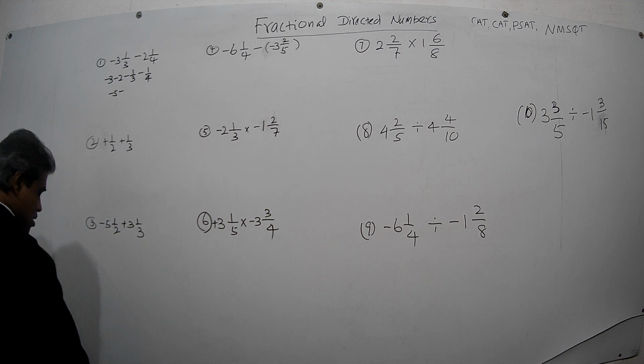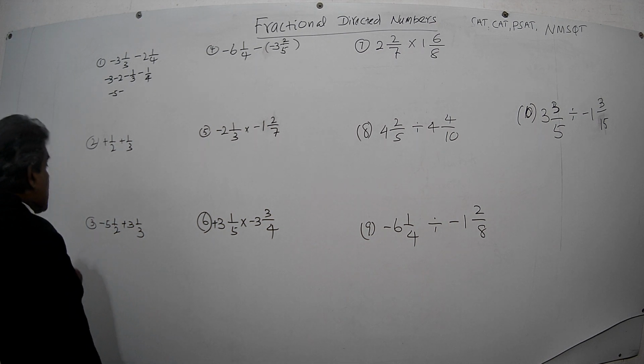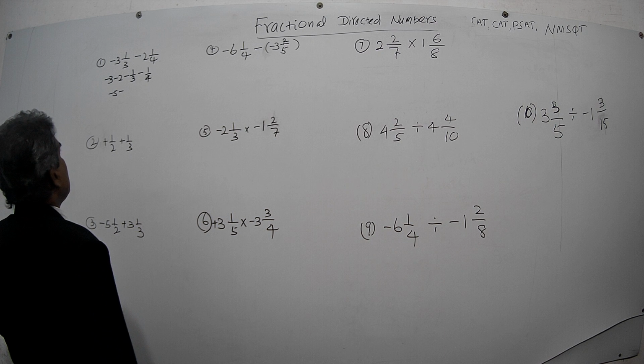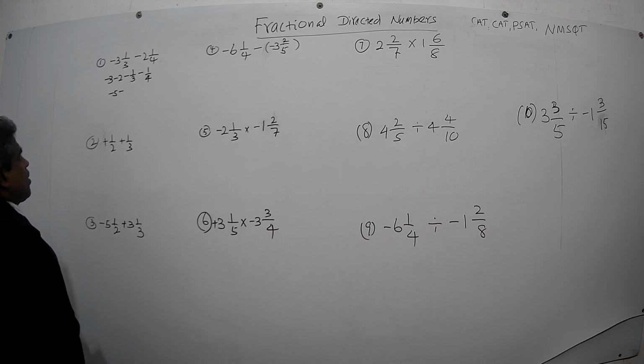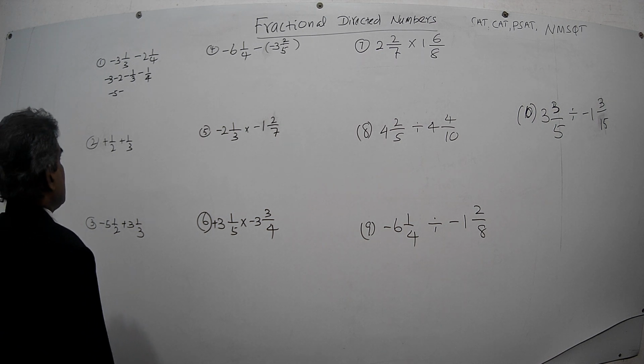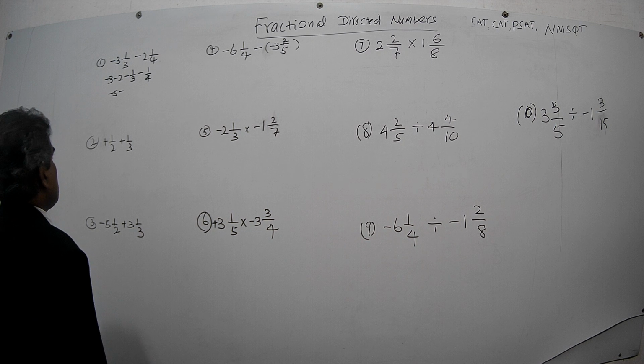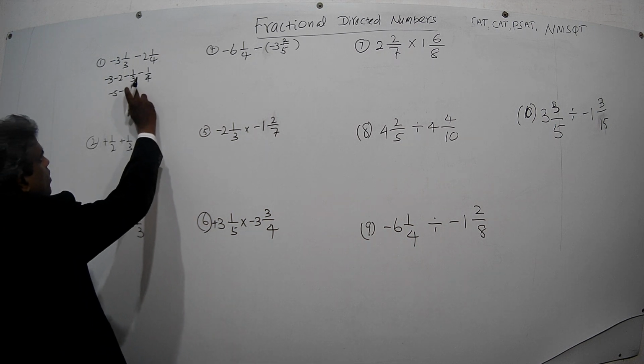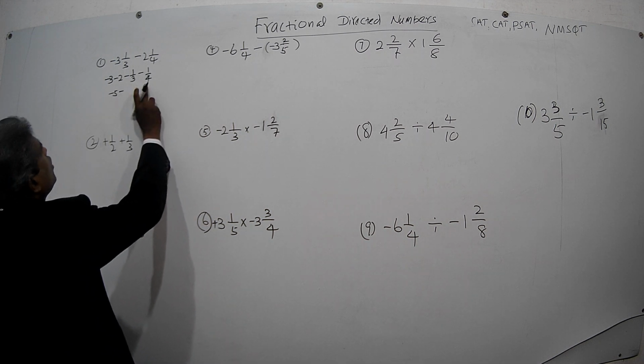Therefore, we have to bring those denominators to a common denominator by finding the LCM of those two. The LCM of those two is 12.